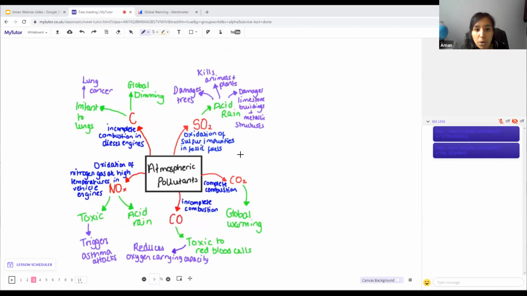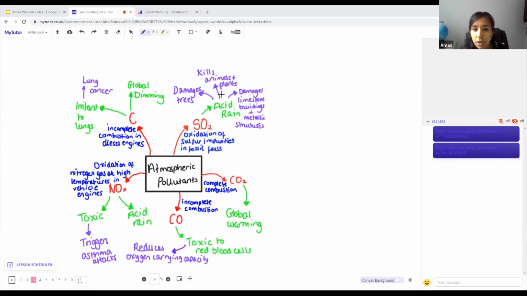The next atmospheric pollutant we'll look at is sulfur dioxide. So you remember I said that sulfur dioxide is produced because there are sulfur impurities in fuels. And so when we burn these fuels, any sulfur impurities there will react with the oxygen to produce sulfur dioxide. So it's oxidation of sulfur impurities in fossil fuels, oxygen reacting with the sulfur impurities to produce sulfur dioxide. And the major impact of sulfur dioxide is acid rain. Now, I'm sure a lot of you have heard what acid rain is. So we'll have a think about that today and what that is.